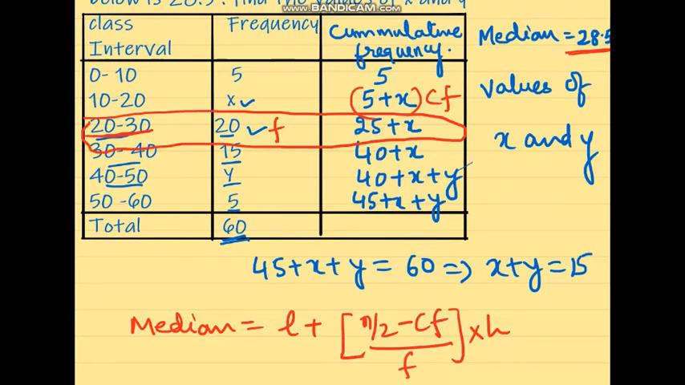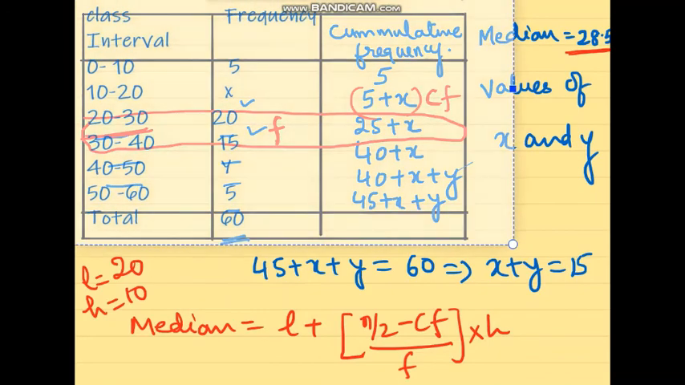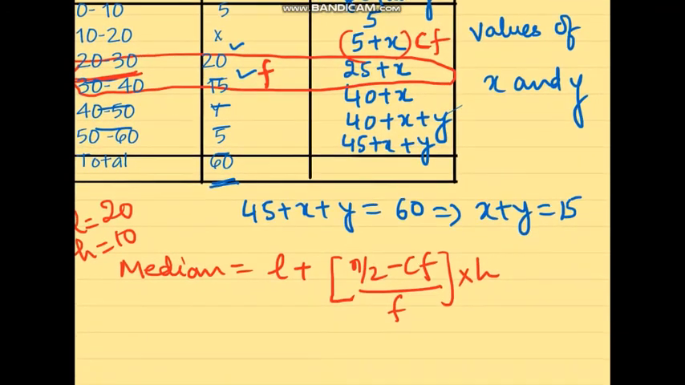So what will be your L? Here L is the lower limit of the median class, so L will be equal to 20. How much is h? h is the class size, so 30 minus 20, h is equal to 10. Small f means the frequency of the median class, and cf is the cumulative frequency of the class preceding the median class. All of these we have earmarked here. Now let us put the values.